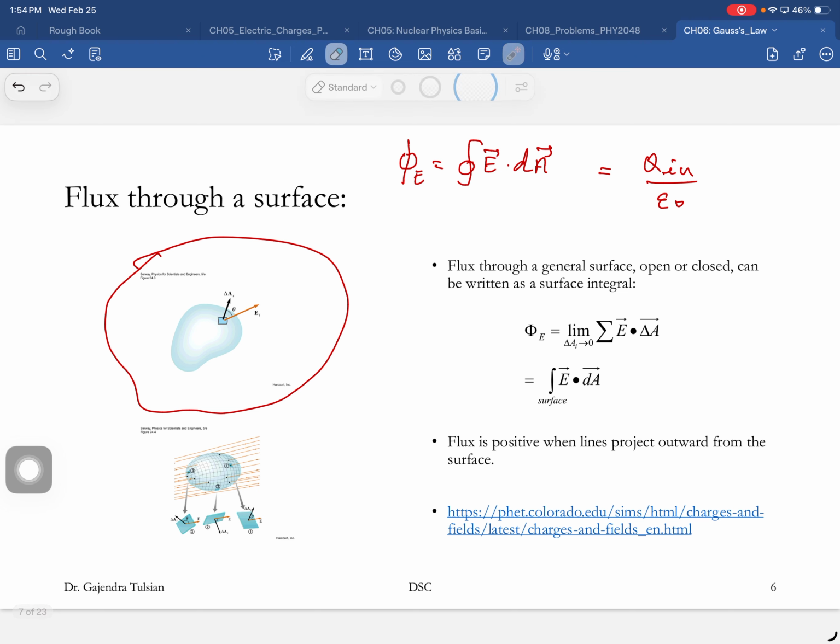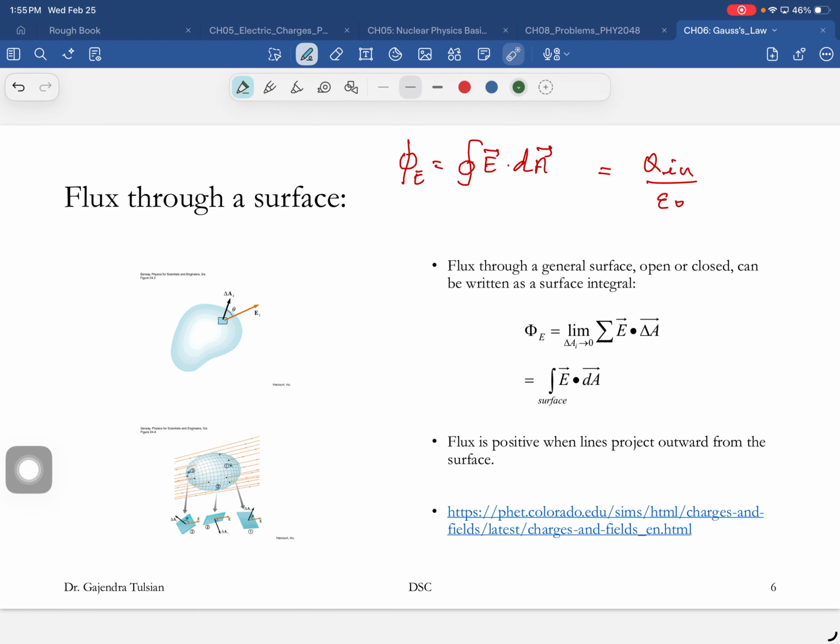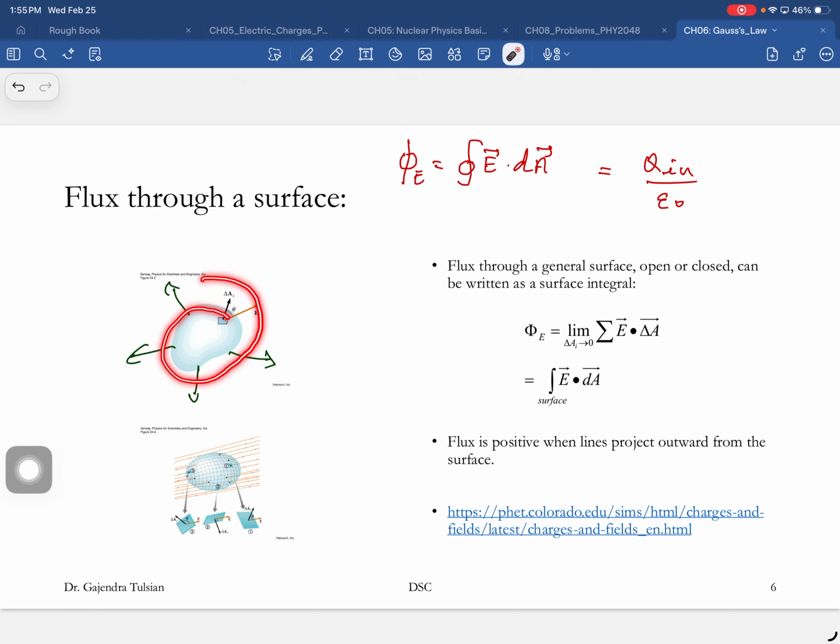All right, so now let's come to this guy. So let's say there's an electric field in this region like that. This is an enclosed surface, a closed surface, and we want to calculate the electric flux through this surface. The rule is the following: if there's a field line going out of the area, it's considered positive. If there's a field line going into the area, that's considered negative flux. So that's the rule for counting.